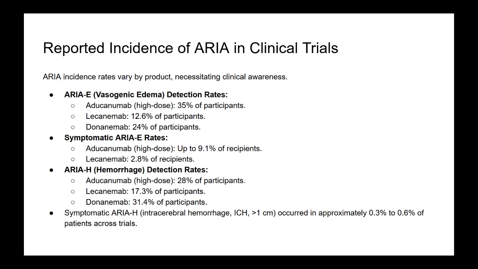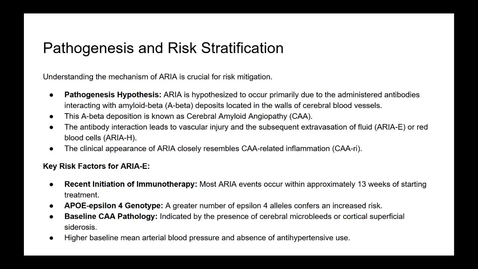What's the presumed mechanism? Why do these antibodies cause leaky brain blood vessels? The leading hypothesis is that these antibodies designed to bind and clear amyloid beta, A-beta plaques in the brain parenchyma, also interact with A-beta deposits located within the walls of cerebral arteries and arterioles, a condition known as cerebral amyloid angiopathy, CAA, which is very common in Alzheimer's patients. This interaction might trigger local inflammation, damage the integrity of the blood vessel wall, and lead to increased vascular permeability, resulting in the leakage of fluid, ARIA-E, or blood, ARIA-H.